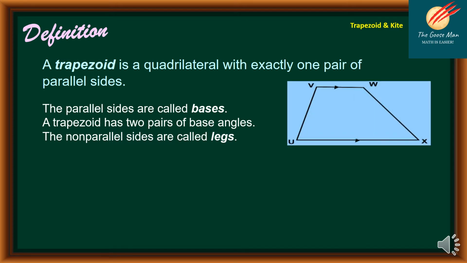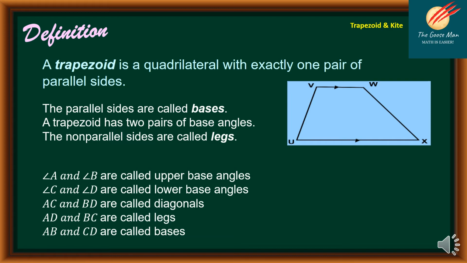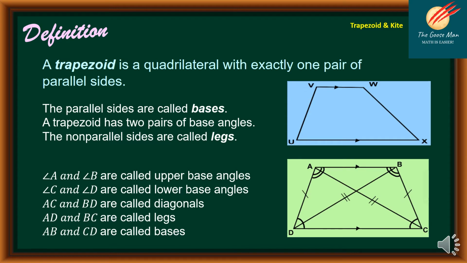So let's have this illustration. VW is parallel to UX, and UV and WX are non-parallel sides. Angle A and angle B are called upper base angles. Angle C and angle D are what we call the lower base angles. AC and BD are called diagonals. AD and BC are called legs. And AB and CD are called bases.